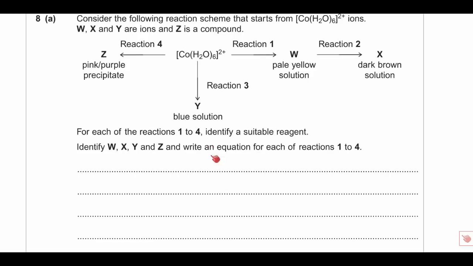Good number of marks. So, where should we start? Let's start with Z, because I know what the Z is going to be. So, the pink precipitate, the compound that's formed, is the cobalt carbonate. What do I have to do? Oh, good. So I've got to identify a suitable reagent. This is reaction 4 here. So that is Z.